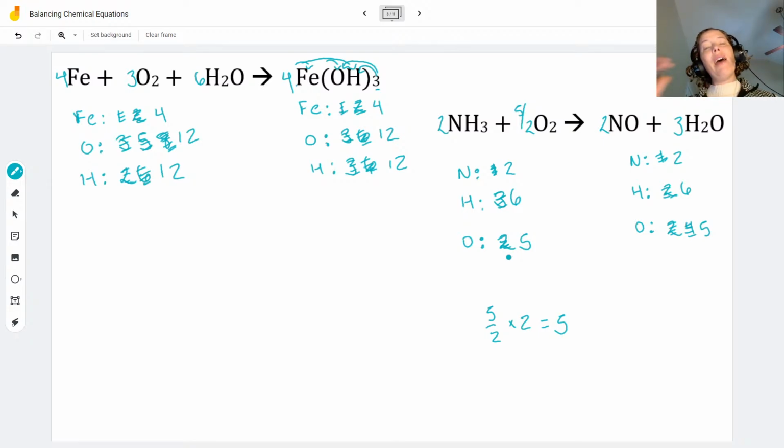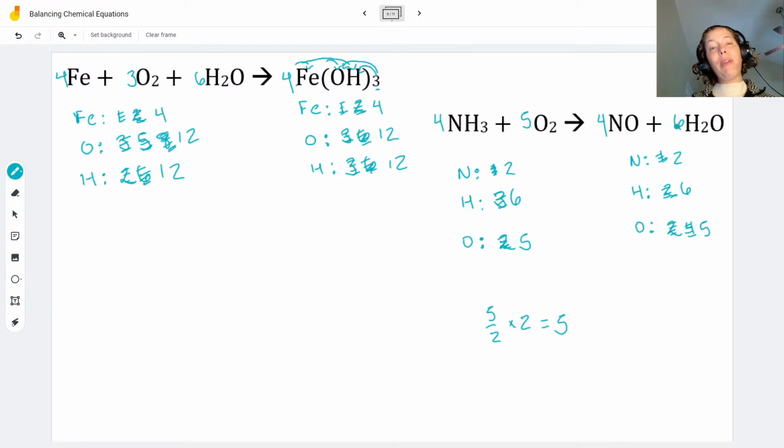So let's multiply everything through by 2 and let's get our whole number balanced chemical equation. Okay, so this is no longer a 2, but this is a 4. My 5 halves becomes 5. My 2 here becomes a 4. And my 3 here becomes a 6.